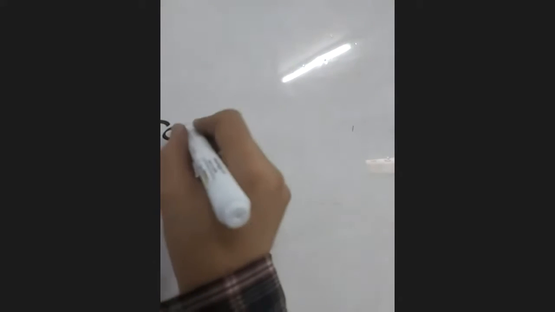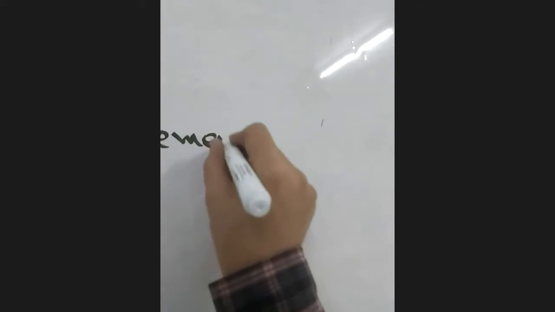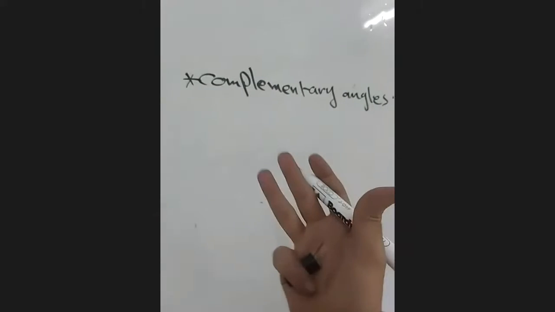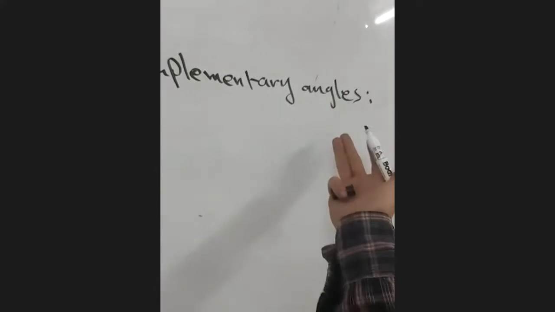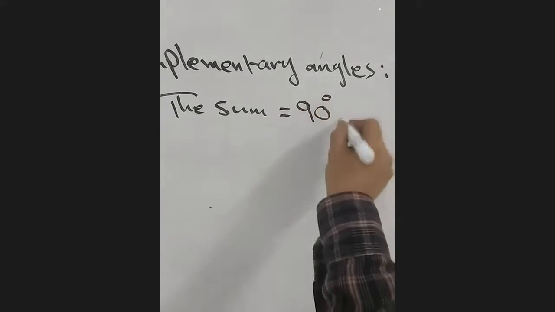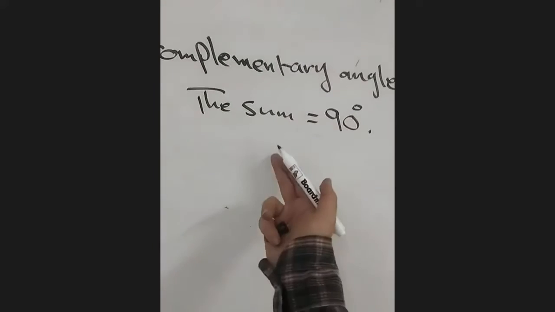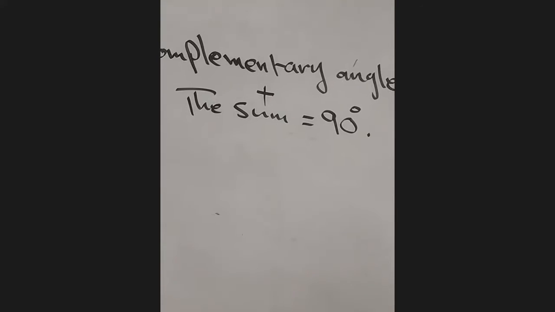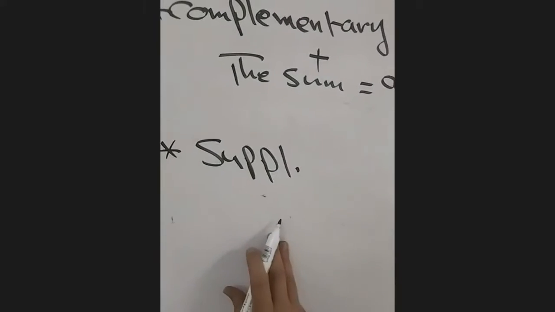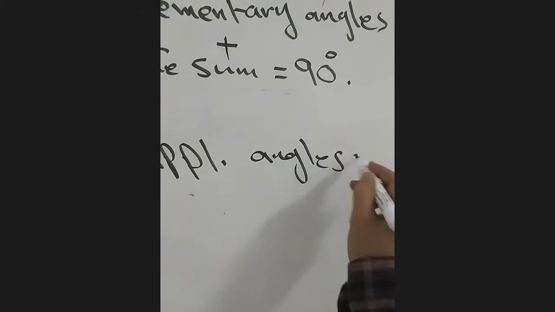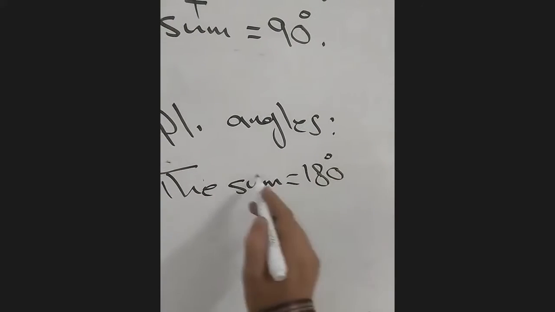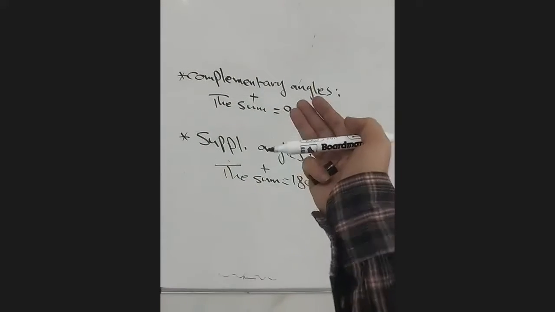Complementary, mister. When I have complementary angles, it means the sum of them is 90 degrees. Complementary angles means the sum of the angles is how much? 90 degrees. The sum means what? The addition. If we have supplementary angles, it means the sum of them is 180 degrees. This is the complementary, this is the supplementary.